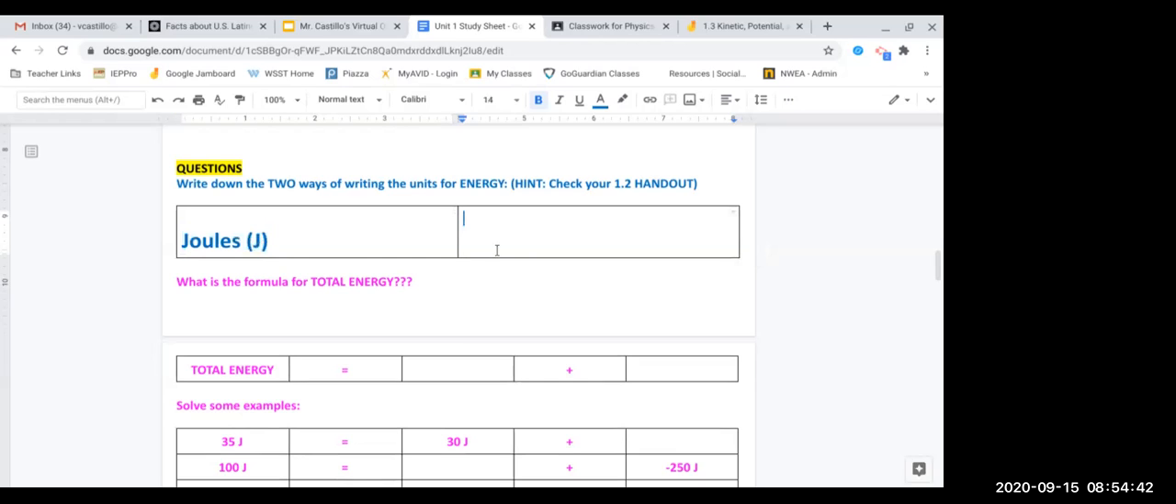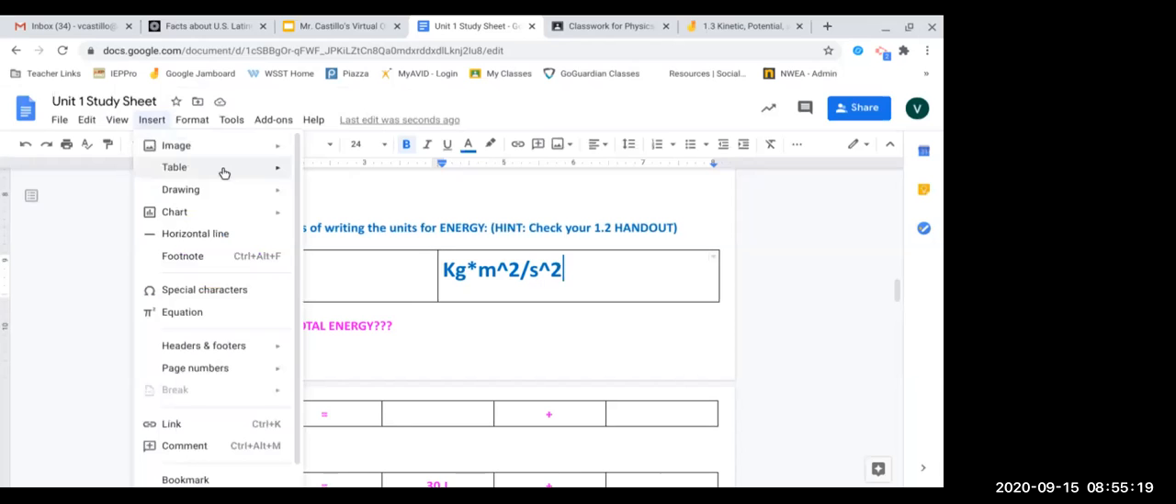I didn't go too much into it, but I did mention it in our 1.2 handout. And basically, because remember, what did we learn about? There's 3 ways, the 3 main units, right? Our 3 main units are kilograms, meters, and seconds when it comes to physics. So if you combine them together, you can actually make joule, which is kilogram times meters squared per second squared. Now that looks a little bit weird. So let me see if I can make this into the actual equation, just so it can look better.